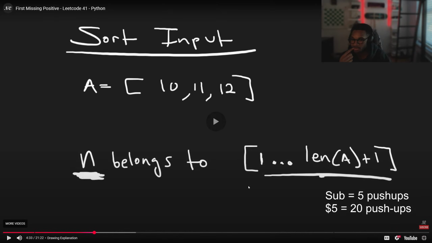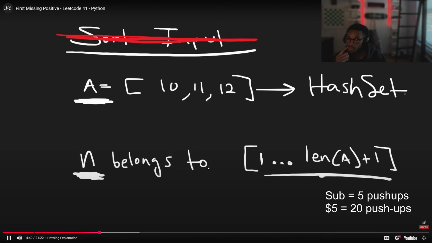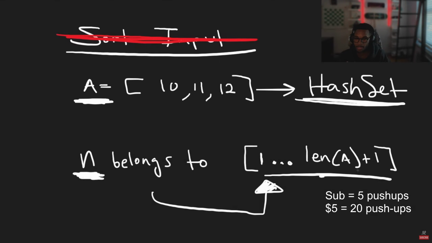Mute yourself. Cool. On the length of the input array. So in reality, we actually don't need to sort this input array. We can actually take the input array, convert it into a hash set. Why are we converting it into a hash set? Because we're going to brute force this. We're going to go through every single value from 1 to n plus 1, right? Or the length of the array plus 1. So we know the solution belongs to this.